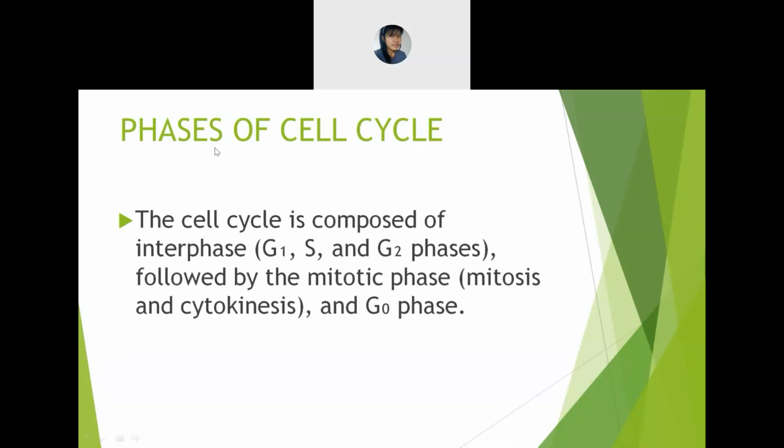Okay, so what I was saying, phases of the cell cycle. The cell cycle is divided into different phases. It is composed of interphase, which is the first phase. In the interphase, you will find G1 phase, S phase, and G2 phase. It is followed by the mitotic phase, and cytokinesis, and G0 phase. We will see this one.